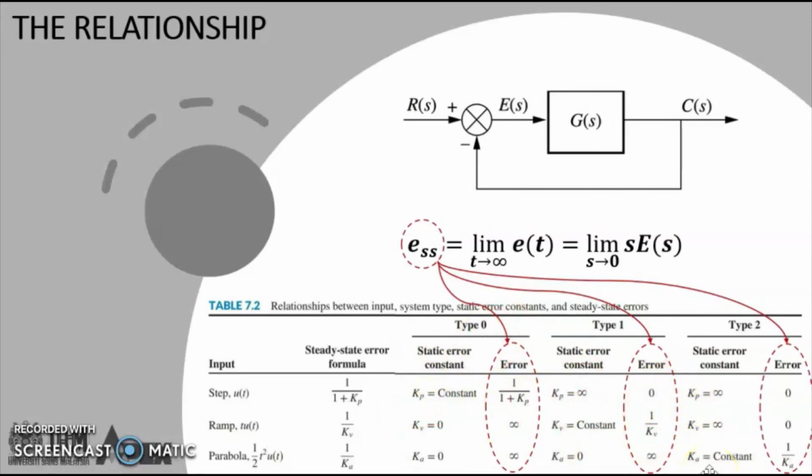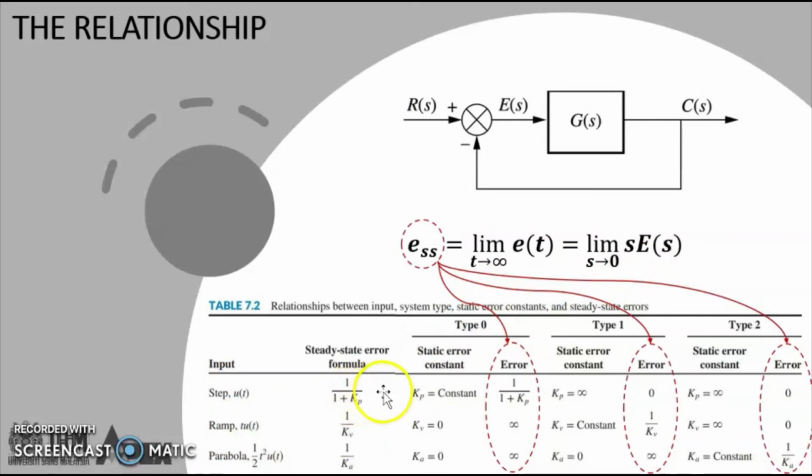Okay, and the steady state errors. So this is the steady state errors. Basically this is the formula that we have looked at before, the last slide. To get this formula, it's actually from this one. We have derived it from this one. You just need to substitute the input: step, ramp, and parabolic. Once you substitute it, you will get this one.